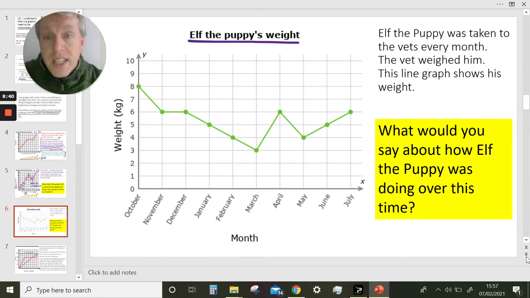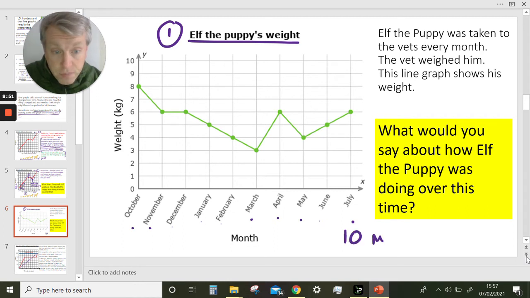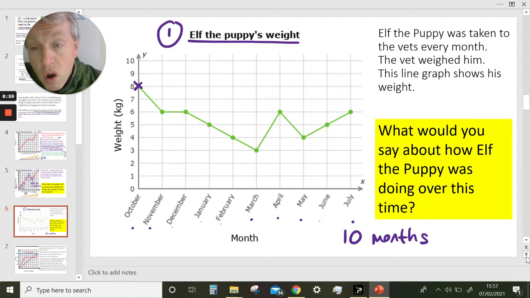Well, we can see that, first thing to look at, Elf the puppy. We can see that it's 1, 2, 3, 4, 5, 6, 7, 8, 9, 10 months. Just like Buddy, but this is a different line. Elf the puppy starts off in October, 8 kilos. Starts off nice and big. So he wasn't a tiny puppy. He wasn't a baby. 8 kilos, not a baby.